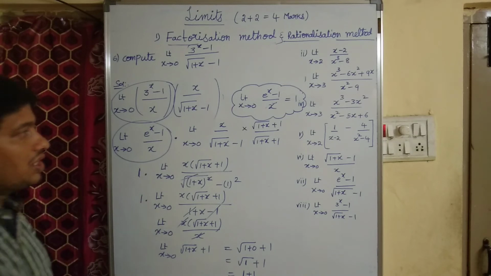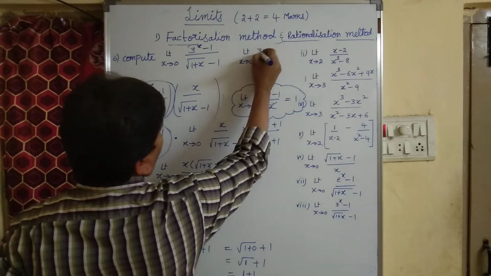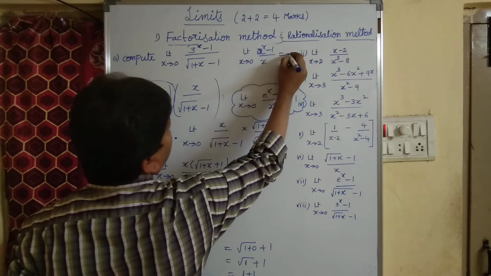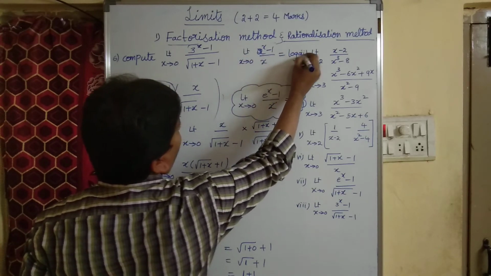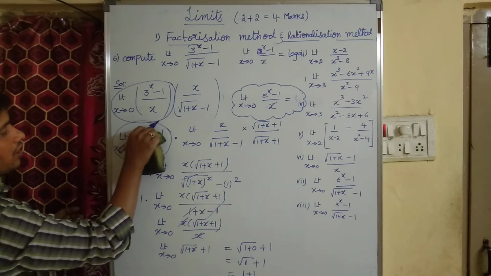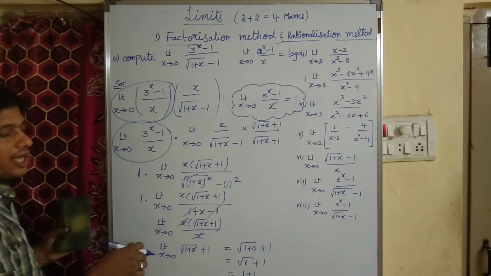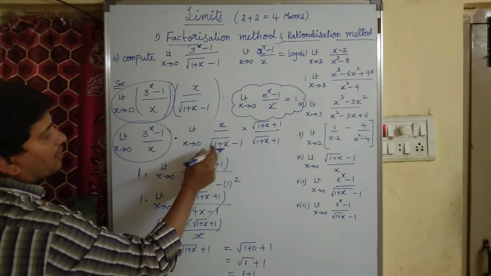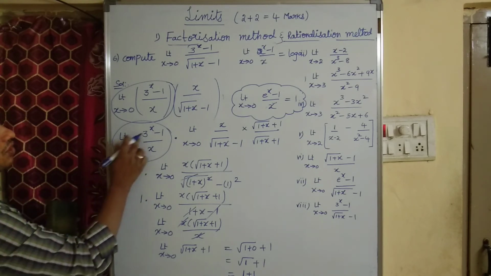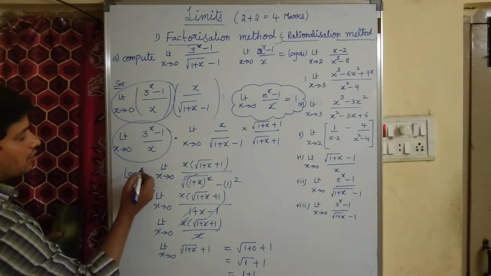Right? You know children, limit x tends to 0, 3 power x minus 1 by x, which is in the form of a power x minus 1 by x, which is equal to log a. The formula is what? Log a. So limit x tends to 0, again we can write as limit x tends to 0, 3 power x minus 1 by x into again limit x tends to 0, x by root over 1 plus x minus 1. So what is the formula of limit x tends to 0, a power x minus 1 by x, which is log a, log 3.